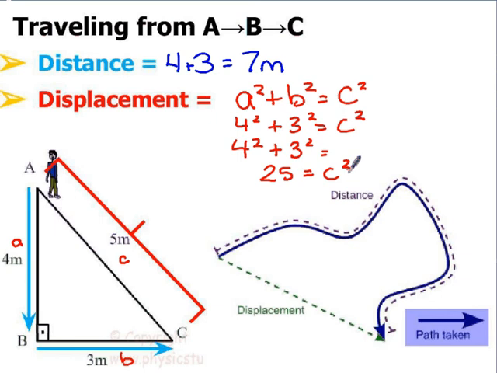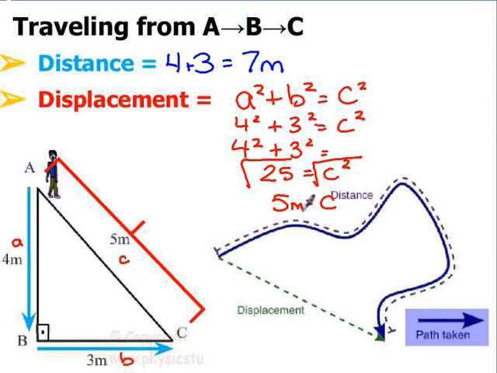So now if I need to solve for c, I have to do the opposite operation of squared. So I will have to take the square root of both sides. So the square root would get rid of the squared, so I end up with just c, and then square root of 25 is 5, and that would be 5 meters. So my displacement would be 5 meters.